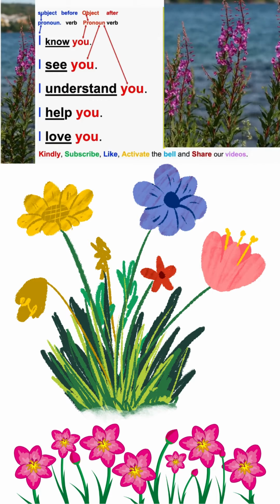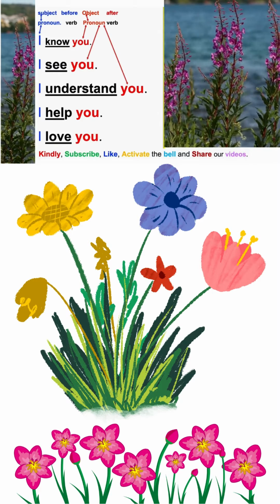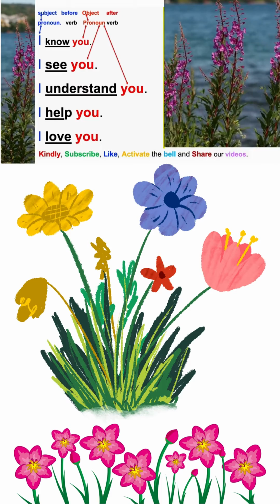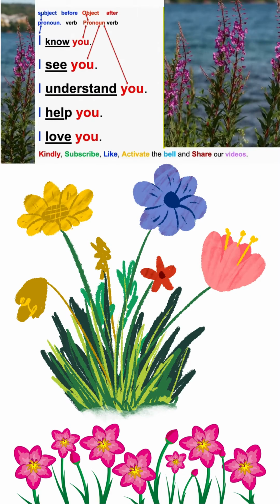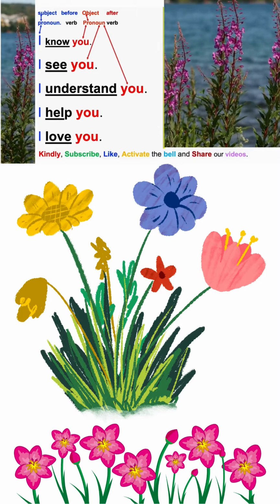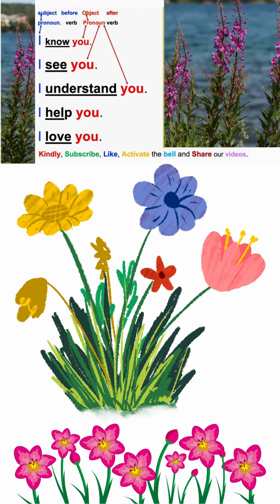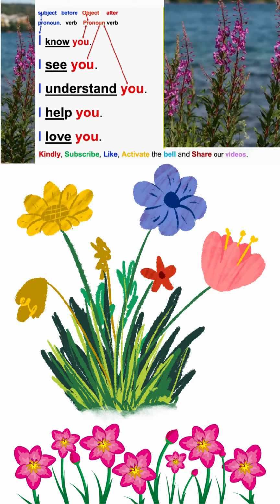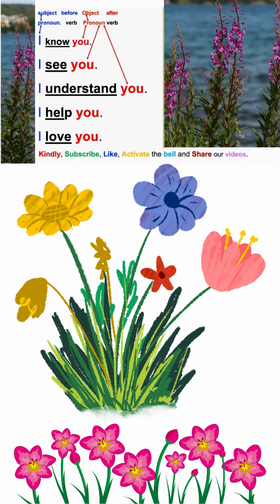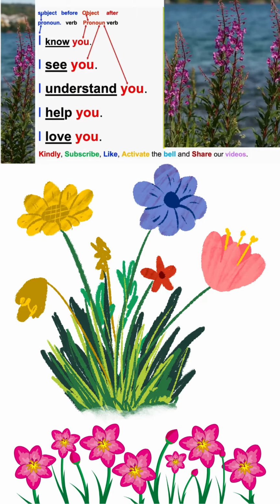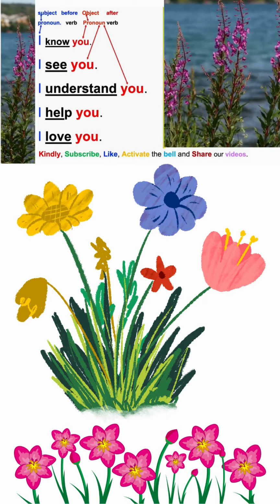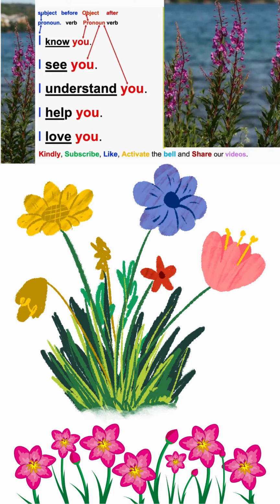So now, with the blue color, I've written subject pronouns. In this slide, we have just I as a subject pronoun. So, and subject pronoun come before a verb. Verb is know, see, understand, help, love. And object pronoun comes after a verb. So let's see the first example.